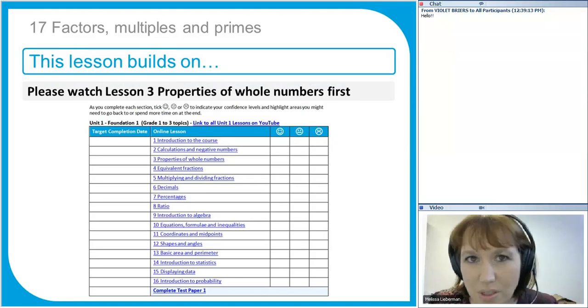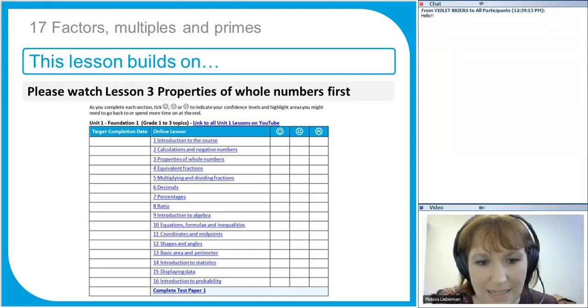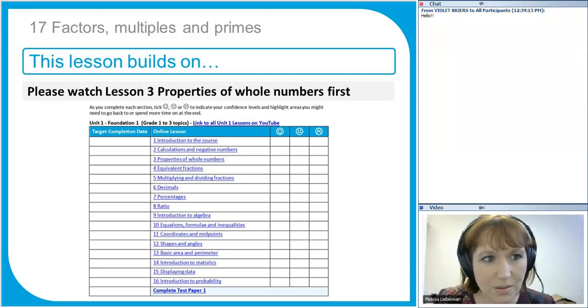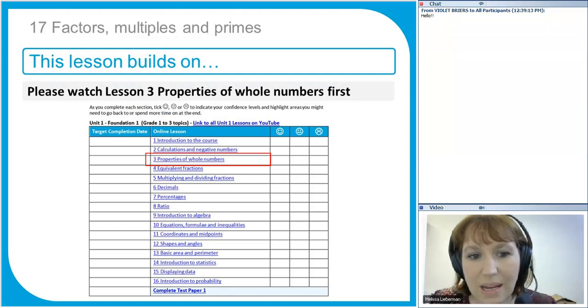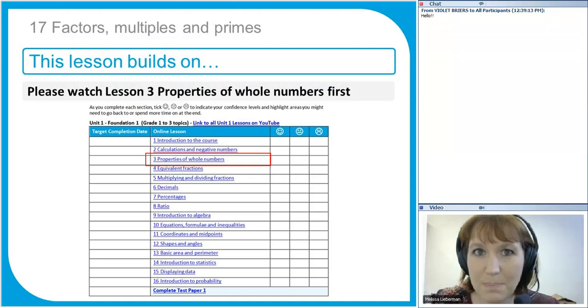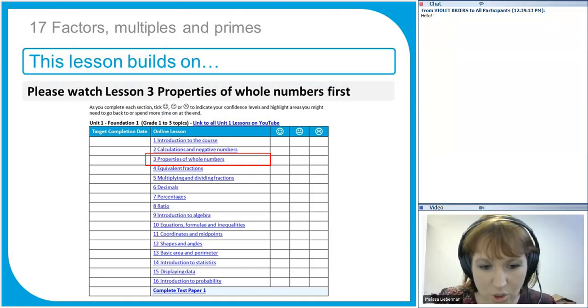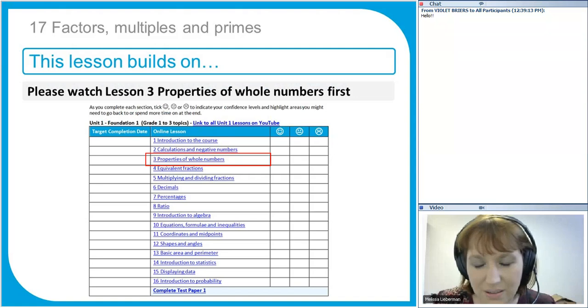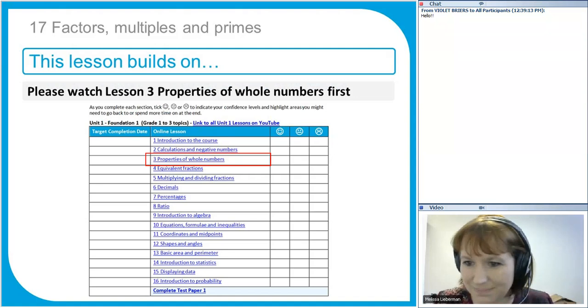Now, if you haven't watched all of the Unit 1 lessons, I did introduce primes, factors and multiples in lesson 3. I also did square numbers and cube numbers and so on. So hopefully you remember that lesson. If you haven't watched it yet and you're just diving in and watching the first lesson of Unit 2, and you do want to go back and watch lesson 3 to revise those things, I'm going to go over them again today anyway. You can click here.